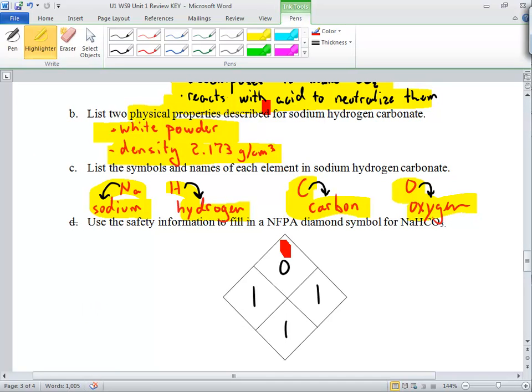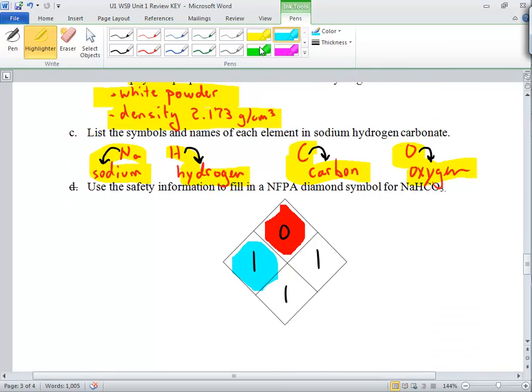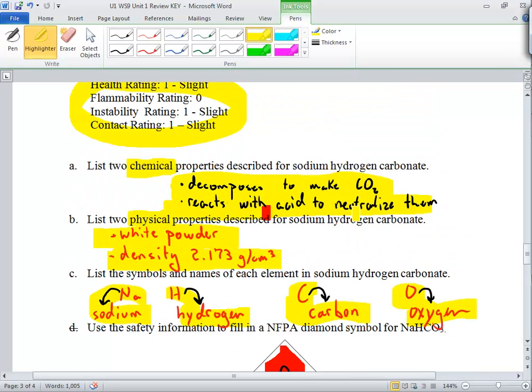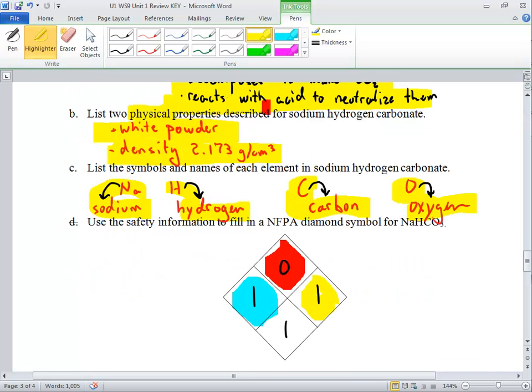Okay, the top number is always in red, and that's the fire symbol. The left number in blue, and that's the health rating. The right-hand number, always in yellow, is the instability or stability rating. And the bottom one is the one that varies from time to time. The bottom one, sometimes it's a special code. In this particular case, it's the contact rating.